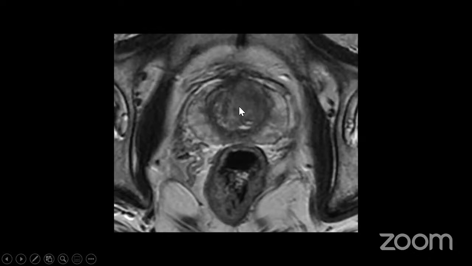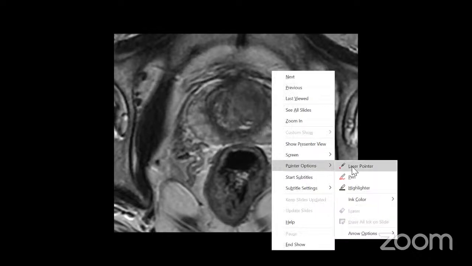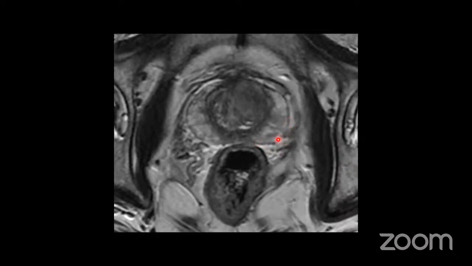or the transition zone. The 5 and 7 o'clock positions, these triangular areas, are important in terms of invasion into the neurovascular bundles. Whenever there is a tumor which is broad-based towards the external capsule here, with the area or length of contact more than 1.5 centimeters, even if we are not seeing any extension outside, we should place it as a concerning feature for extraprostatic spread or neurovascular bundle involvement. So this area.